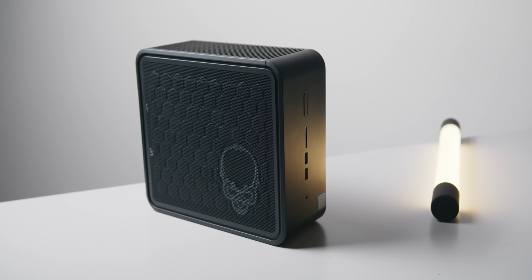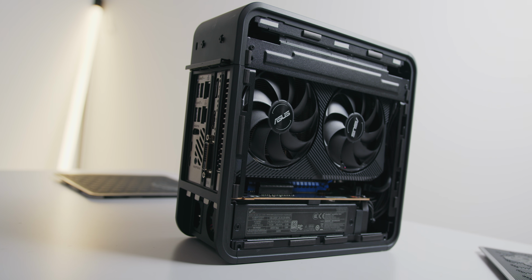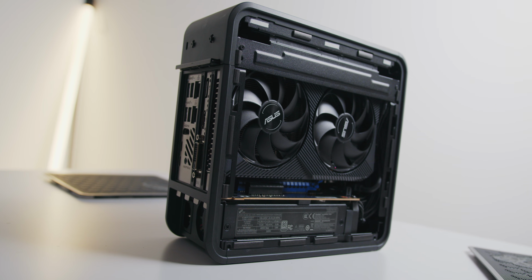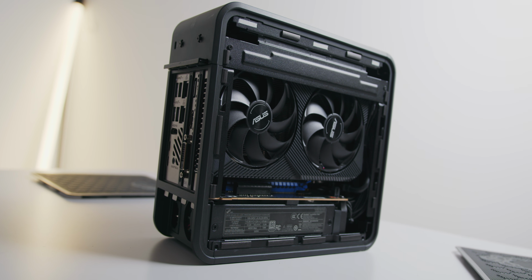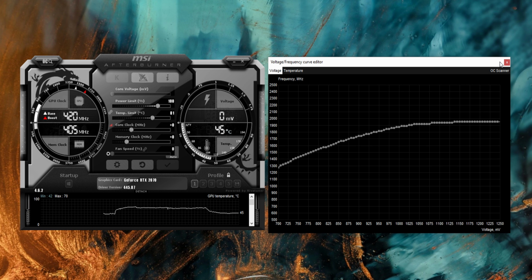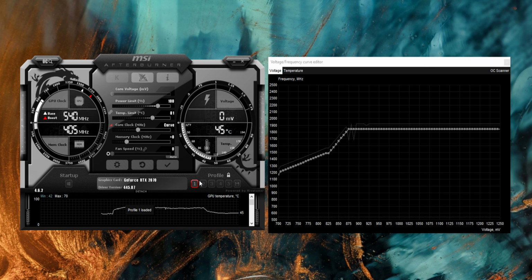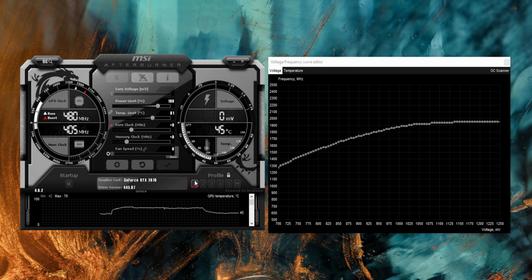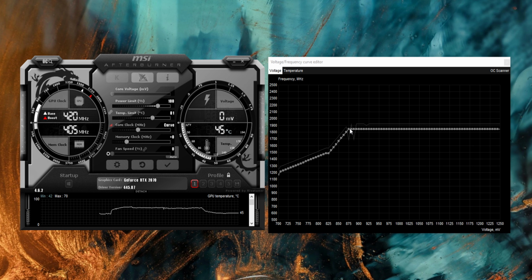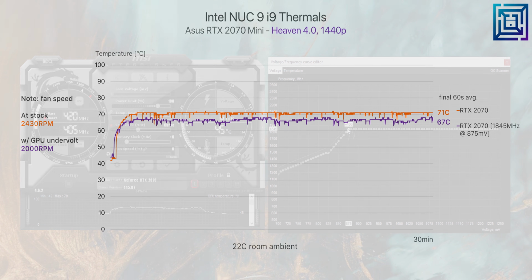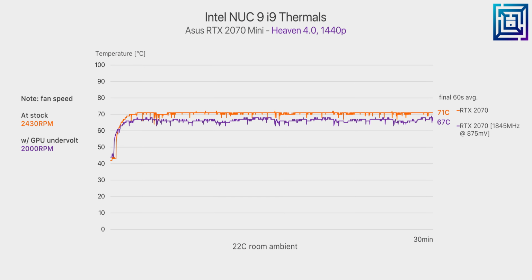Now don't forget that you can undervolt the GPU as well and significantly decrease both thermals and noise levels there too with no performance loss. For the ASUS RTX 2070 Mini that we're using in there now, I was able to decrease the operating voltage of the GPU down to around 875 millivolts, and that was with a fairly typical boost clock of around 1850 megahertz. This allows us to run about 4 degrees cooler, but more importantly, both of the GPU fans will be spinning around 430 RPM slower, giving us much lower noise levels.